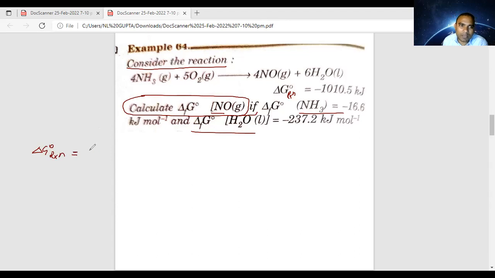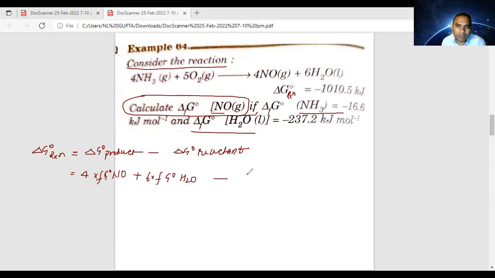Here, ΔG° of reaction is ΔG° of products minus ΔG° of reactants. So ΔG° of products: 4 into ΔfG° of NO, then 6 into ΔfG° of H2O. NO and H2O are the products.